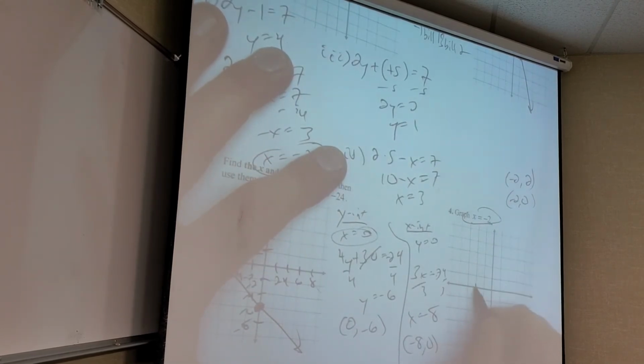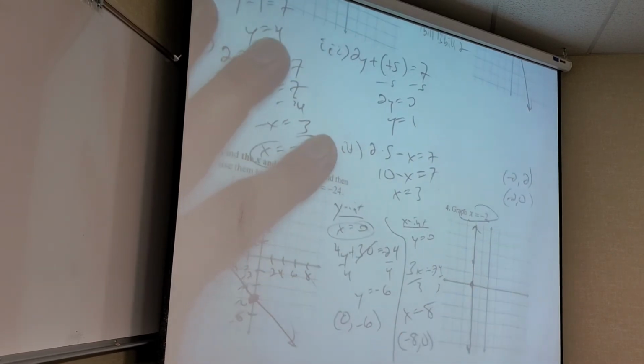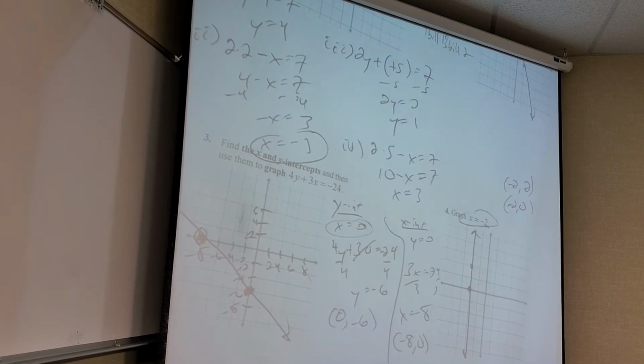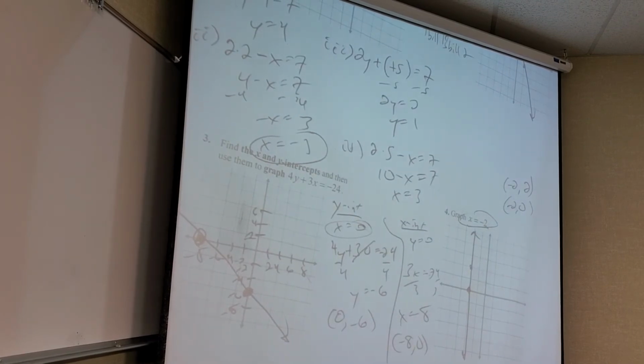So if I plot these points, negative 2, 0, negative 2, 2, there's the line. X cannot change, so I can't move left and right. But y can go crazy. So that's why it's a straight up and down line. Yes?